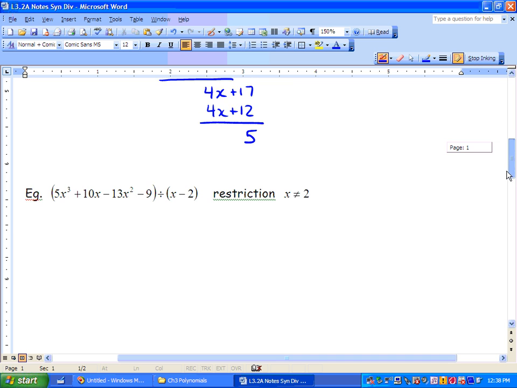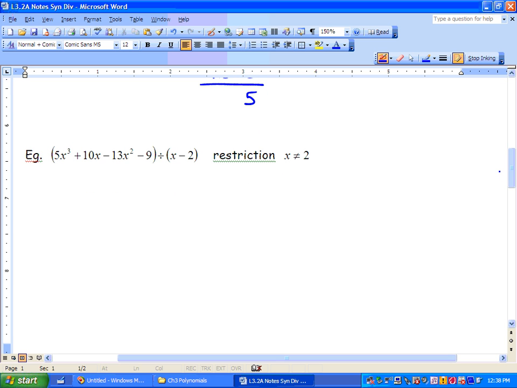Okay. Now we'll just do one more little example here of long division. We're going to take our x minus 2, and we're going to divide it into this long polynomial here. I don't know if you noticed or not, but when you look at this polynomial, the order has been changed around. So your first step is to write it in descending order of the exponent. So it's 5x to the third has to go first.